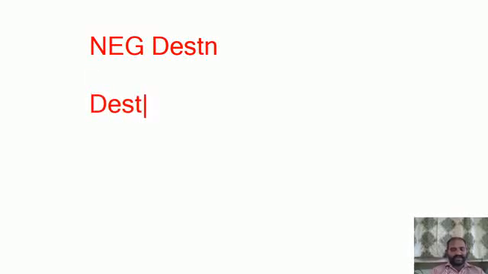Negation means it is going to be performed. The syntax for this one is going to be the negation, the destination. The syntax is going to be: replace the destination with its 2's complement value.